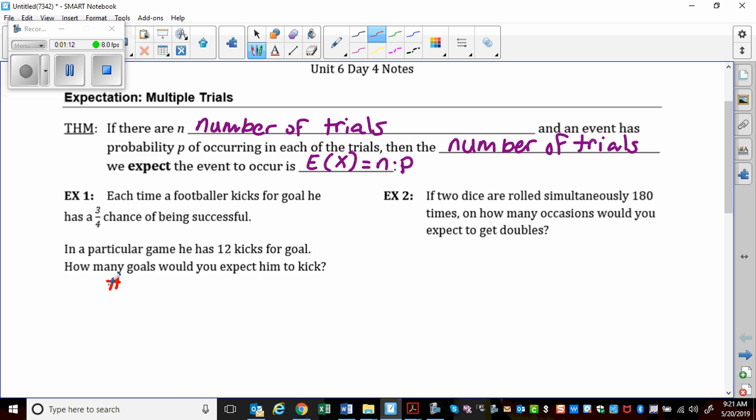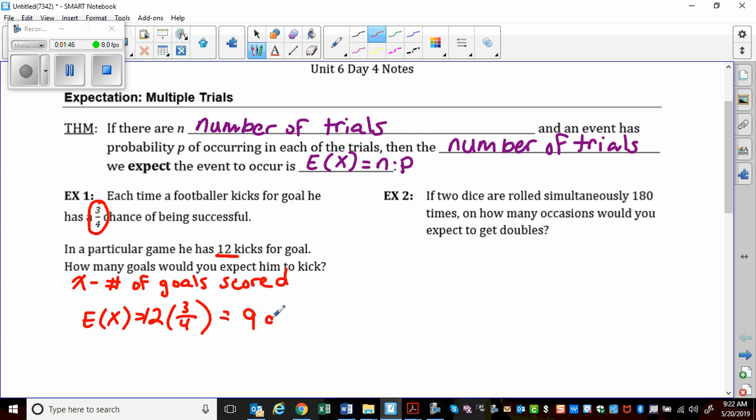So the number x is the number of goals scored. Then the expectation of x, or E of x, equals, since there's 12 kicks, 12 multiplied by the probability, which is 3/4, 3 out of 4. I think this equals 9 goals. We expect 9 goals. Okay, I want you guys to try this one.